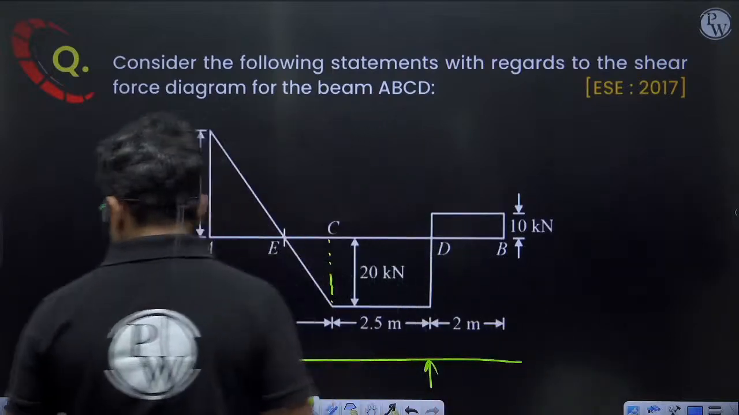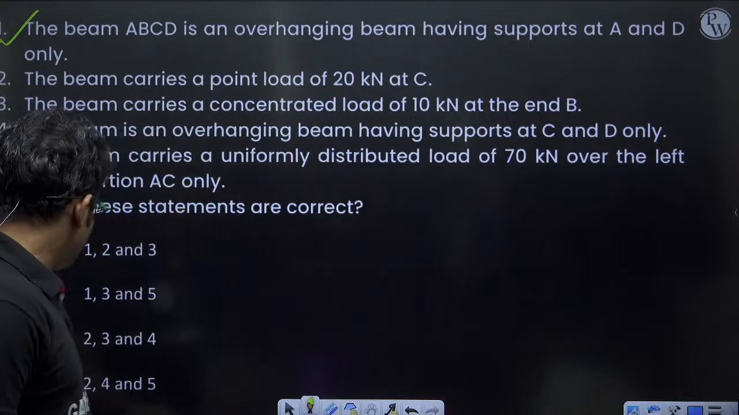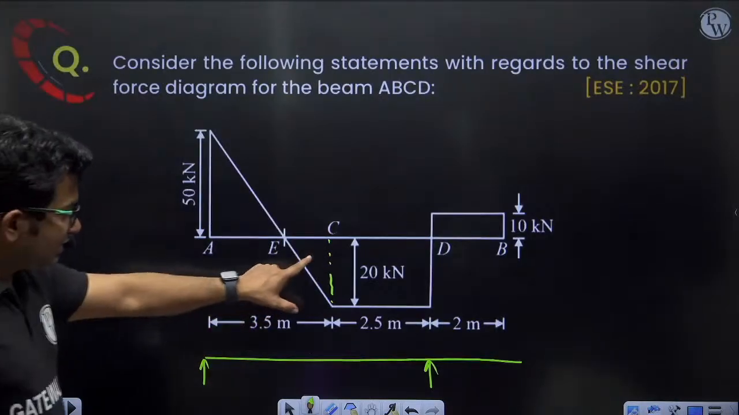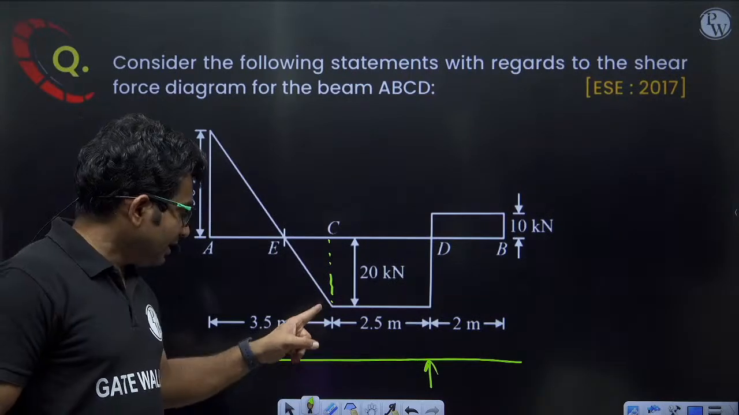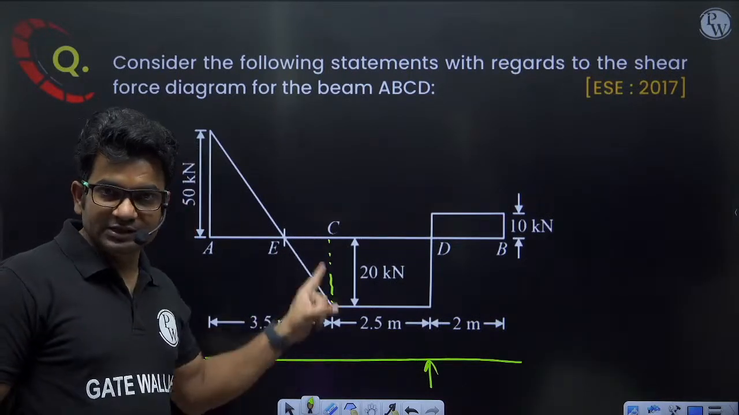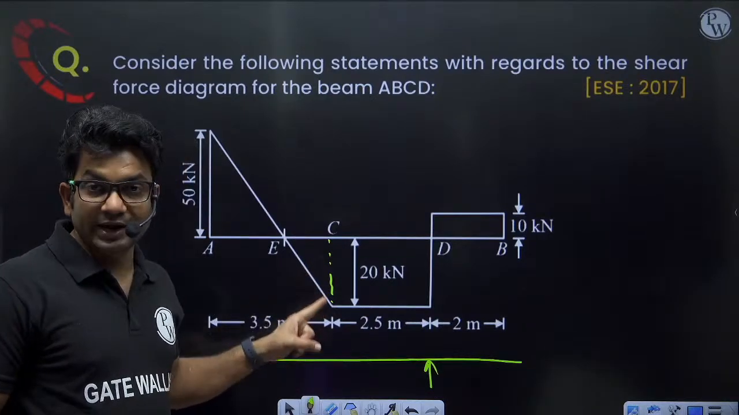Okay, so the first statement is correct. Let's see the next statement. The beam carries a point load of 20 kilonewton at C. So at point C, is the beam carrying a point load of 20 kilonewton? Is there any sudden change at point C? Is there any sudden change in the shear force diagram at point C?